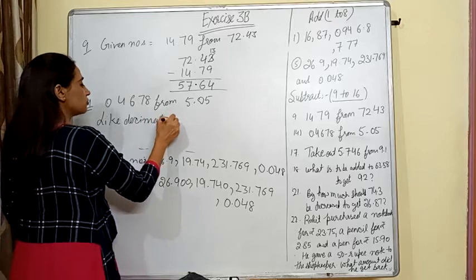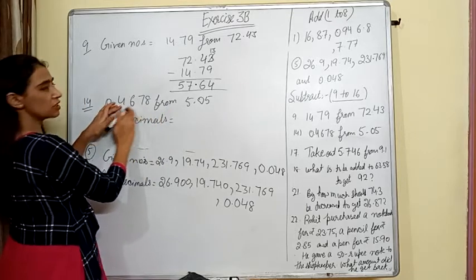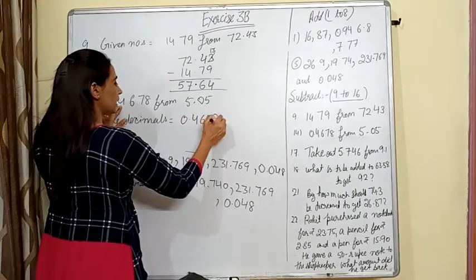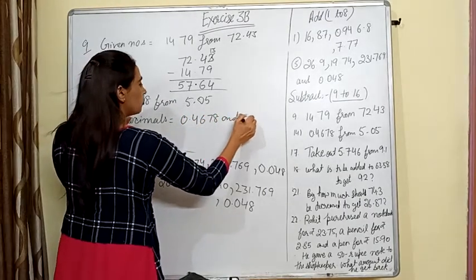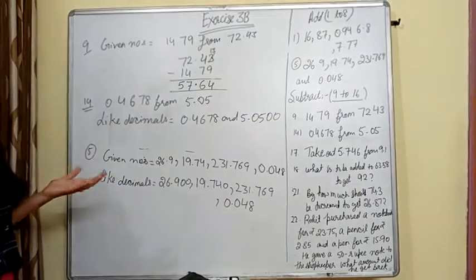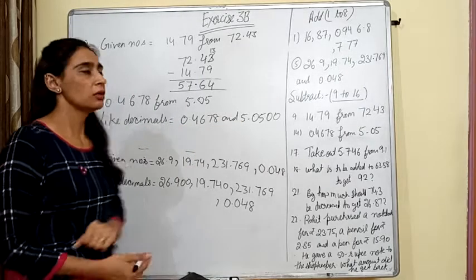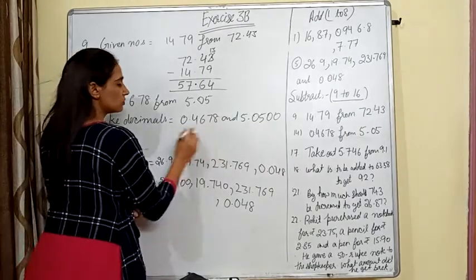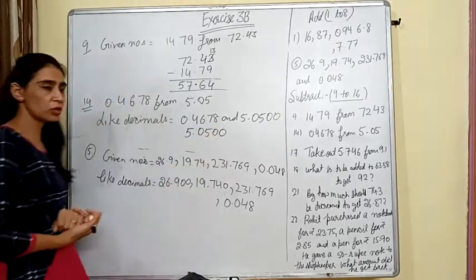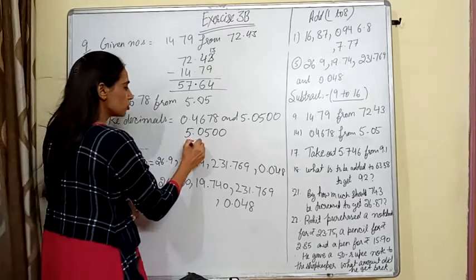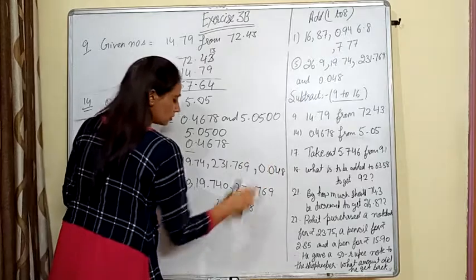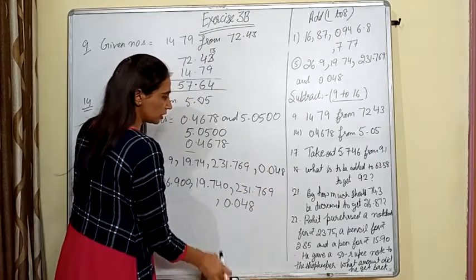In the like decimals, what will be our number? After the decimal there are 4 digits. So 0.4678 and 5.0500. Now we have to subtract the smaller number from the greater one. Which one is greater? This one, 5.0500. Now 0.4678, do the subtraction here.